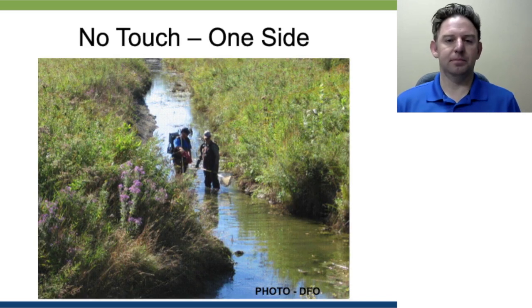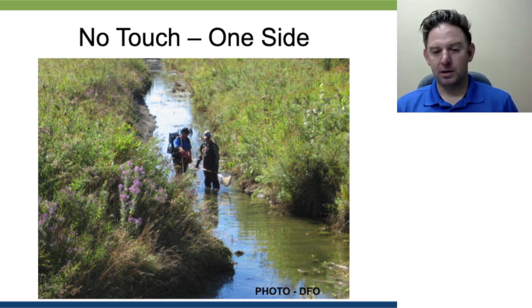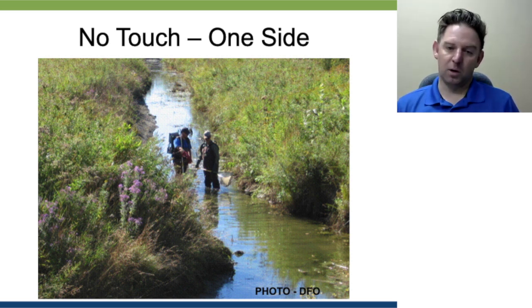And there are other ways of doing the maintenance itself. One is just a no touch on one side. It's similar to a bottom clean out, except you're not scooping the full width of the drain. You're keeping some of the features on the one side.